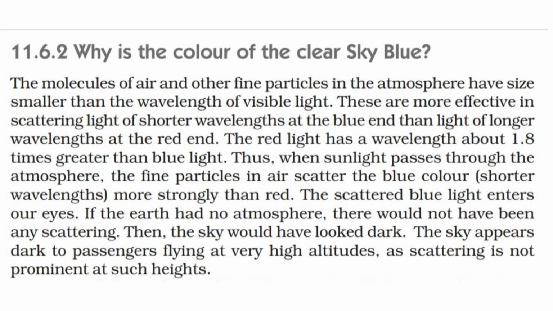See the next topic. Why is the color of the clear sky blue? The molecules of air and other fine particles in the atmosphere have a size smaller than the wavelength of visible light. They are more effective in scattering light of shorter wavelengths at the blue end than light of longer wavelengths at the red end. The red light has a wavelength about 1.8 times greater than the blue light. So when sunlight passes through the atmosphere, the fine particles in air scatter the blue color more strongly than red.